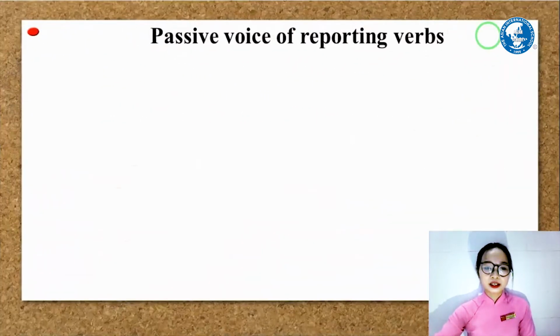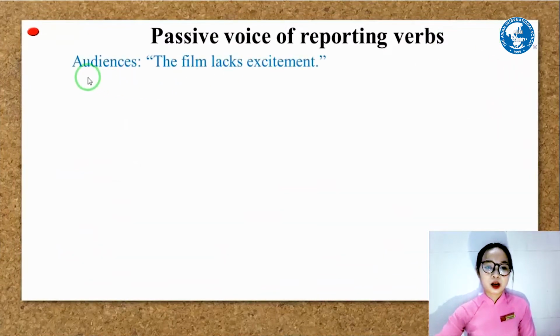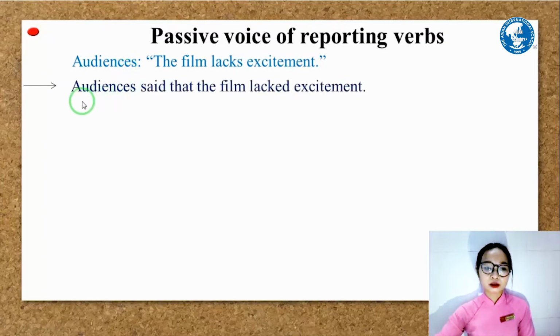Now we come to the main lesson, passive voice of reporting verbs. Let's look at the example. Audience said the film lacked excitement. And we report, audience said that the film lacked excitement. This sentence is in reported speech, and said or say is reporting verb. And we use reporting verbs to report what people say, think, feel, and so on. And there are a lot of reporting verbs aside from say, such as think, feel, see, consider, believe, and so on.